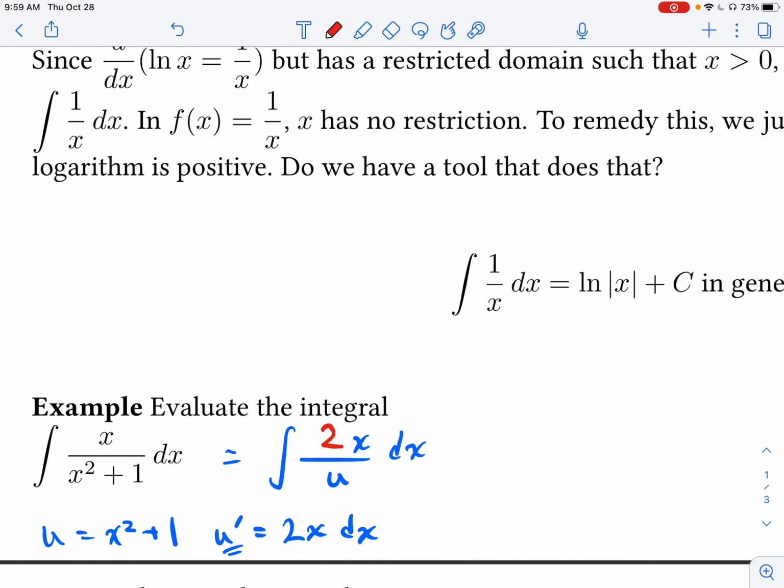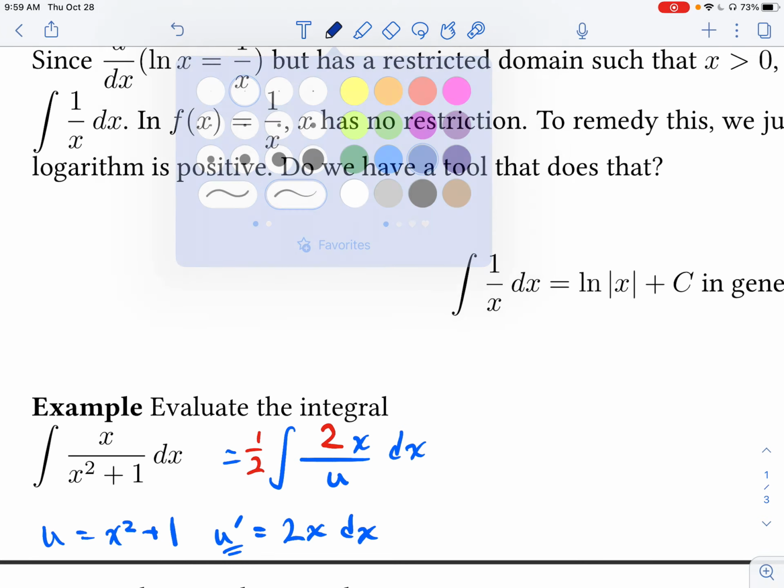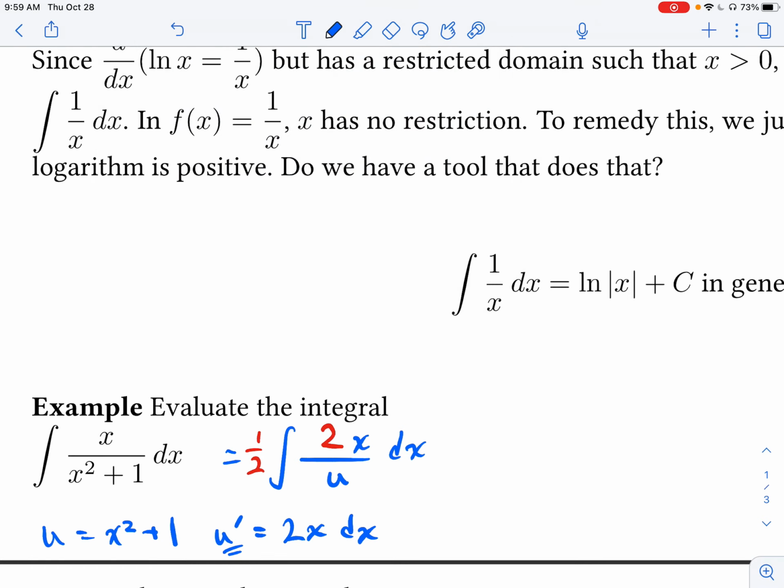So we can multiply our integrand by 2 so long as we also multiply by 1/2. So we're not actually changing the value of this integrand. Now I can think of this as 1/2 integral of 2x dx, which is simply u prime over u. So then if I integrate, this is equal to 1/2.